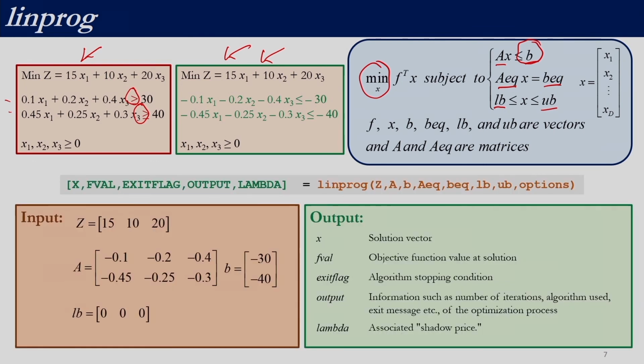So for this problem we need to provide the coefficients of the decision variable in the objective function. In this case the coefficients are 15, 10 and 20, right. So we will define that as a variable z.